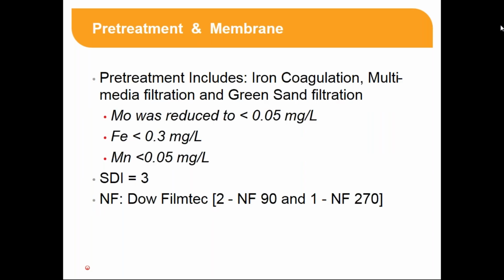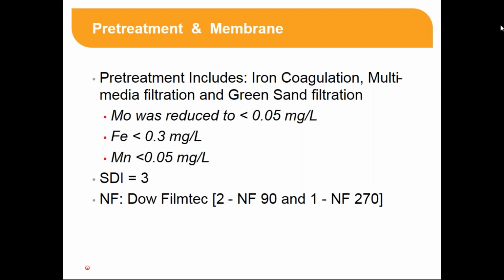So the pre-treatment included here was iron coagulation. The reason is molybdenum is an oxyanion, and molybdenum should be removed with an iron co-precipitation adsorption process. The optimum pH for removal of molybdenum is around 6.5, followed by multimedia filtration and green sand filtration, mainly to remove iron and manganese. Please note that iron, manganese, and molybdenum are foulants for the nanofiltration.